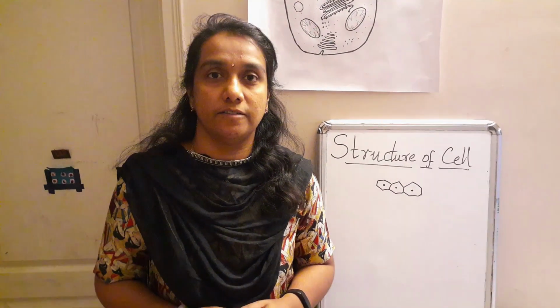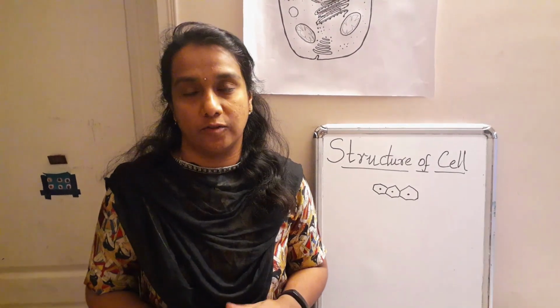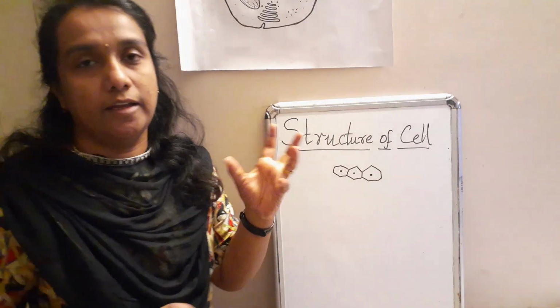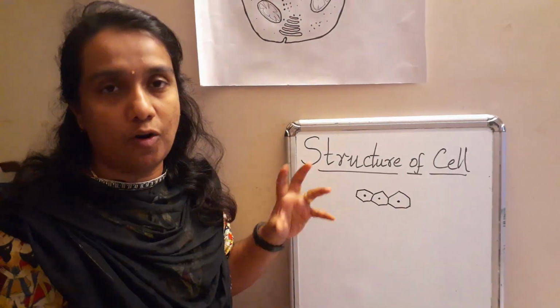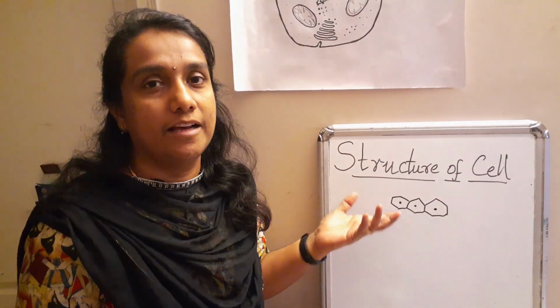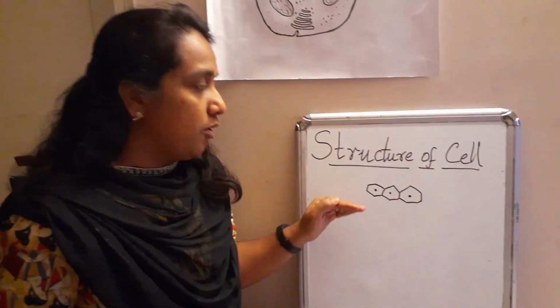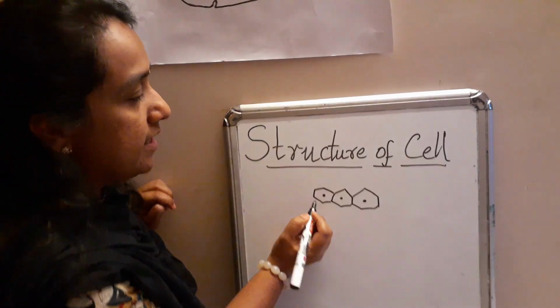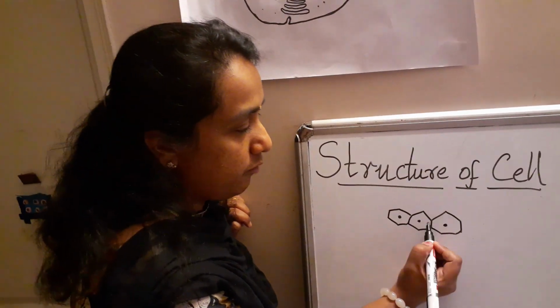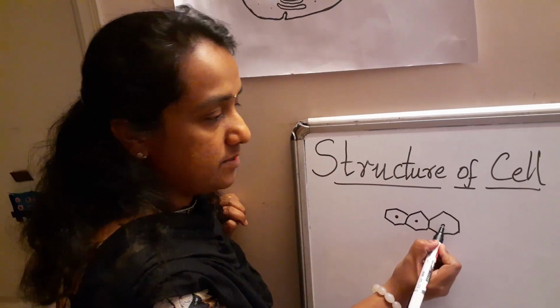So when we observe a cell under the compound microscope, we can see the cell like this. Usually when we observe the cell under the compound microscope, I hope you have all seen it in our school. Under the compound microscope, you can see the cell as a small honeycomb-like structure, with a boundary wall, and a nucleus will be there.